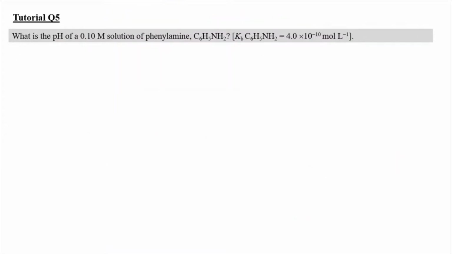So for tutorial question 5, we need to find the pH of 0.1 molar solution of the phenylamine, which is the C6H5NH2. We are given the Kb value. So we know that it is a weak base. Okay, so we need to find the pH.